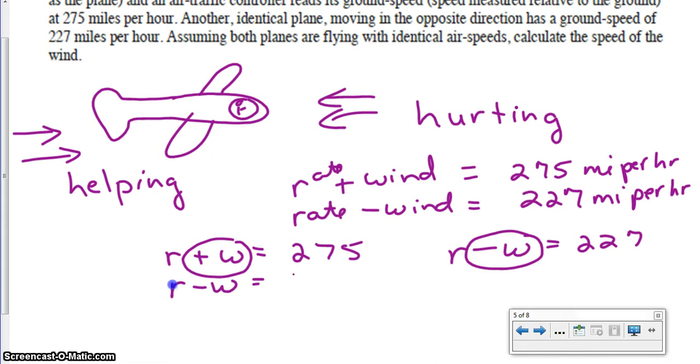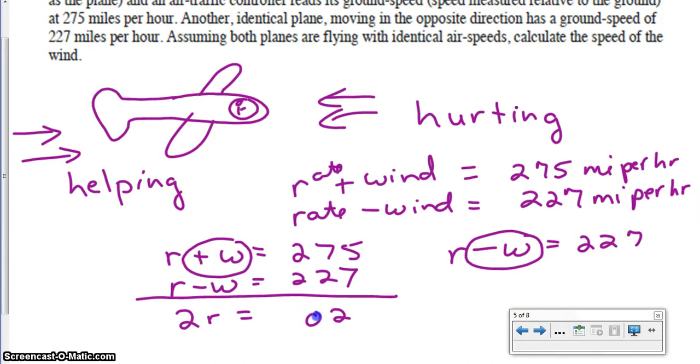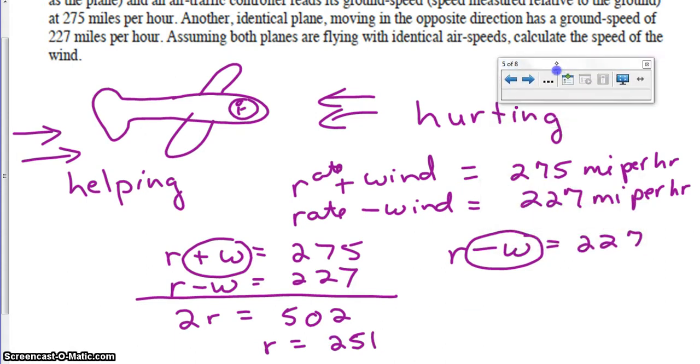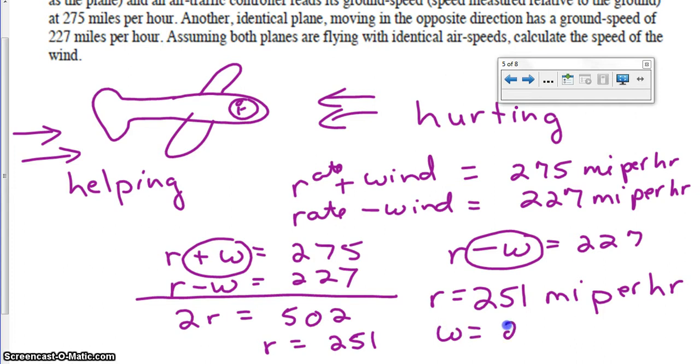Okay, welcome back. 2R is equal to 502, so my rate is equal to 251. 251 what? 251 miles per hour. Okay, that's my rate. What is my wind speed? My wind speed is 24 miles per hour.